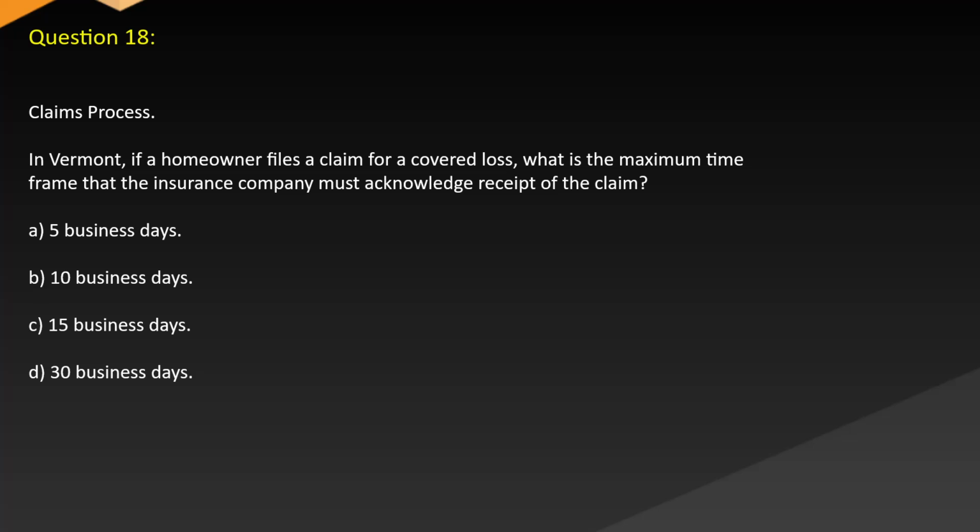Question 18. Claims process. In Vermont, if a homeowner files a claim for a covered loss, what is the maximum time frame that the insurance company must acknowledge receipt of the claim? A. 5 business days. B. 10 business days. C. 15 business days. D. 30 business days.